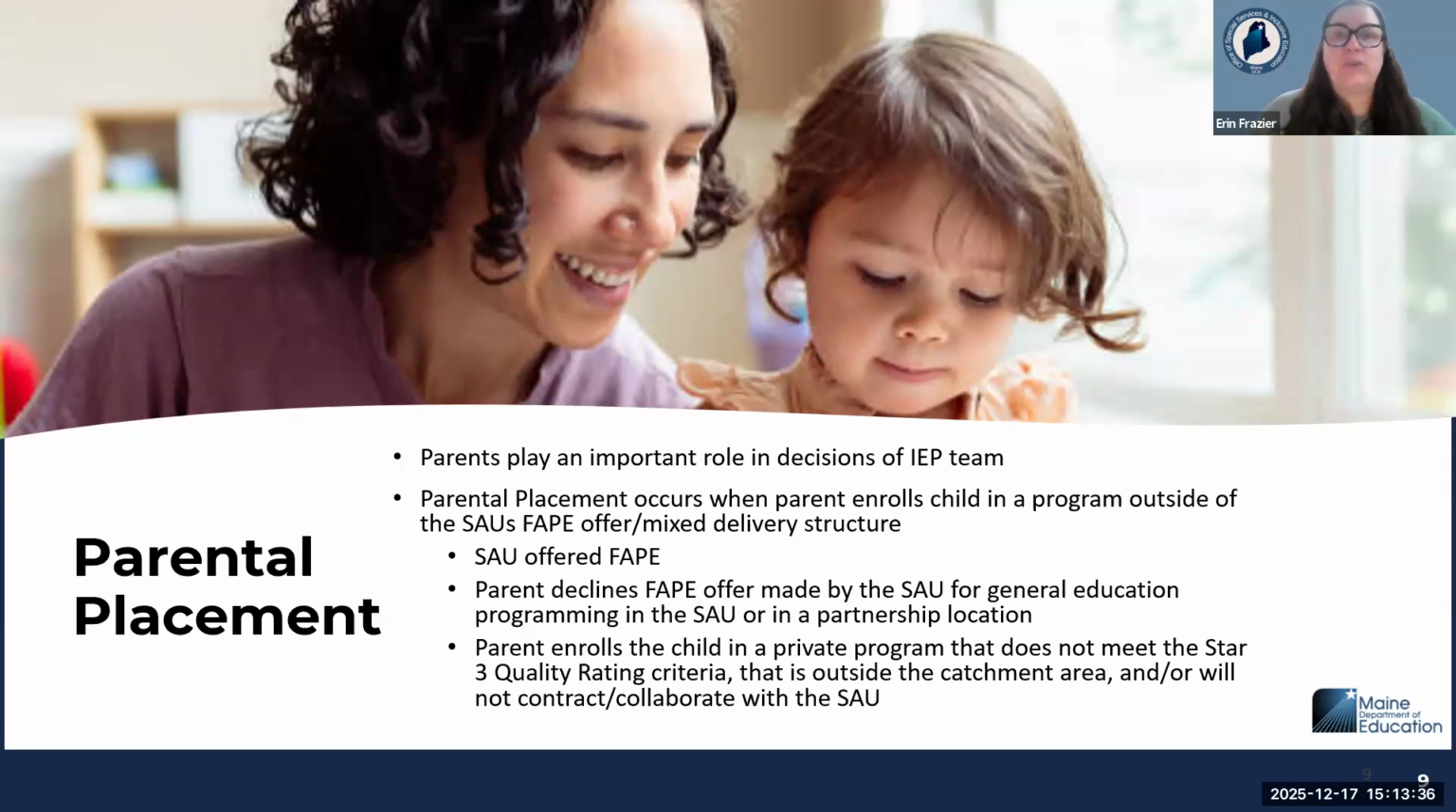So parental placement occurs when a parent enrolls a child in a program outside of the SAU's FAPE offer mixed delivery structure. So if the SAU offered FAPE, the parent may decline the FAPE offer made by the SAU for a general education program or a FAPE offer in a partnership location. In other words, you're an SAU, these are the seats that you have spread across the SAU that you think will be a good match for this child, and the parent declines that offer. So the third criteria is if a parent enrolls the child in a private program that does not meet the star 3 quality rating criteria, it is outside the catchment area, or the private entity will not contract or collaborate with the SAU.